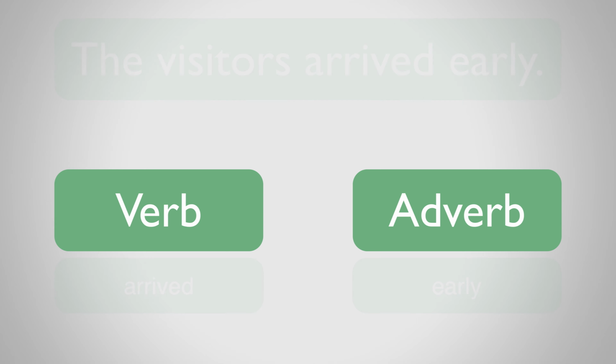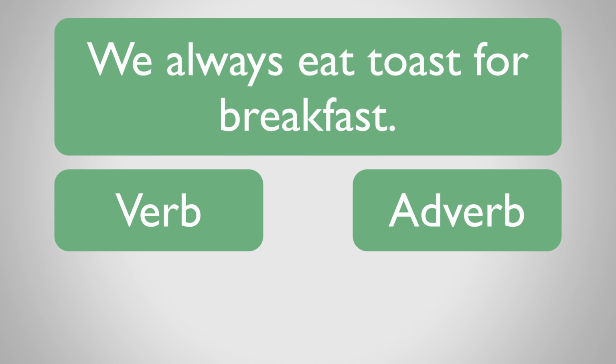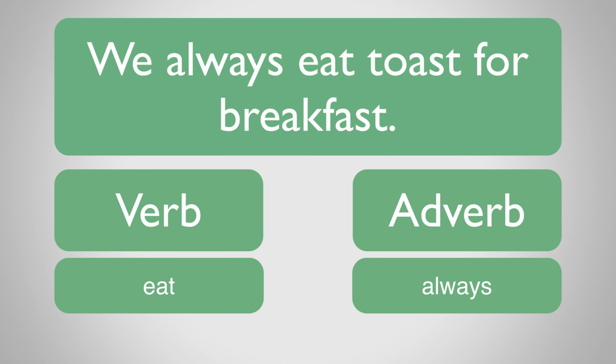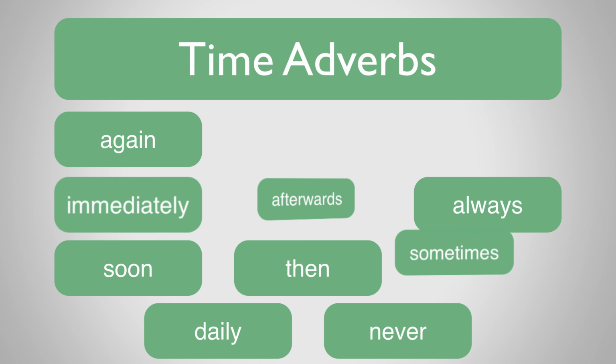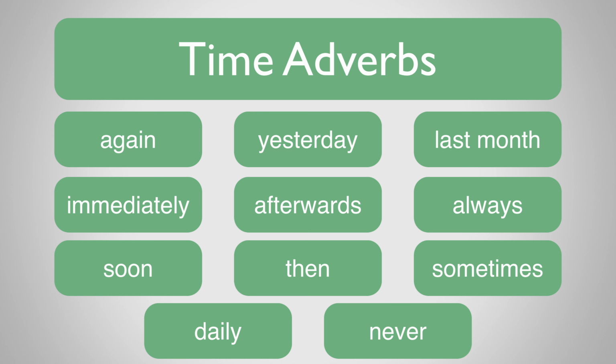Okay, let's try another. We always eat toast for breakfast. So the verb is eat, and the word that modifies the verb is always. So always is the adverb. It's telling us how often the action was performed. Here are some common adverbs of time that you may use in your writing. Look out for any words that tell you when something happened.